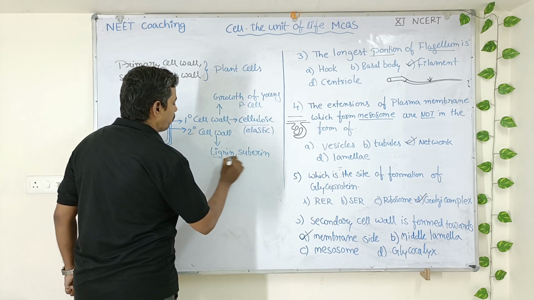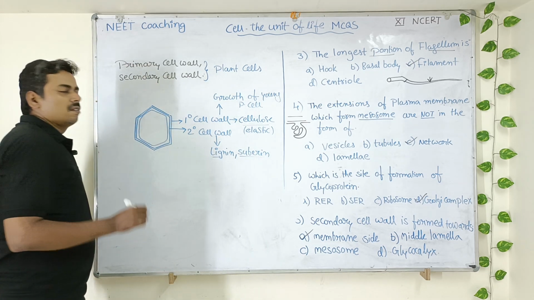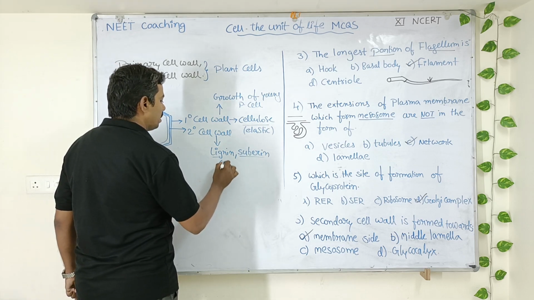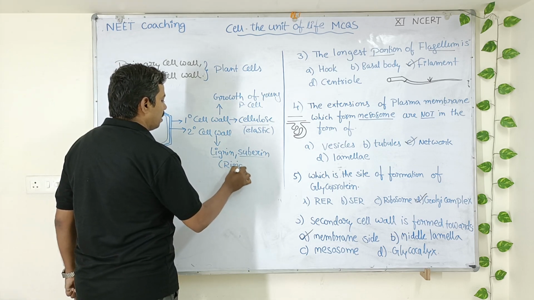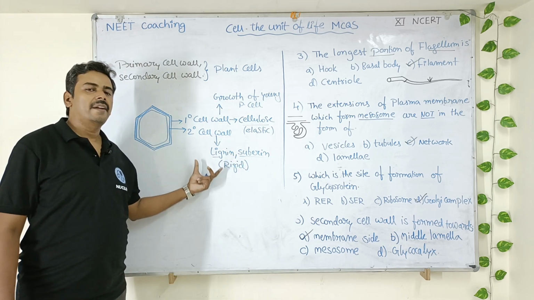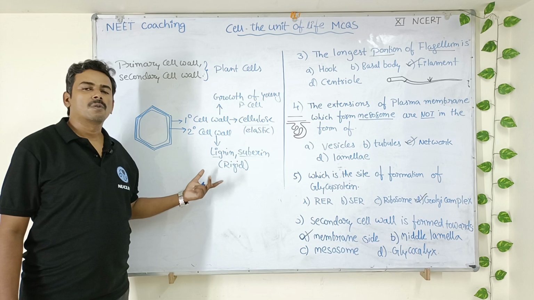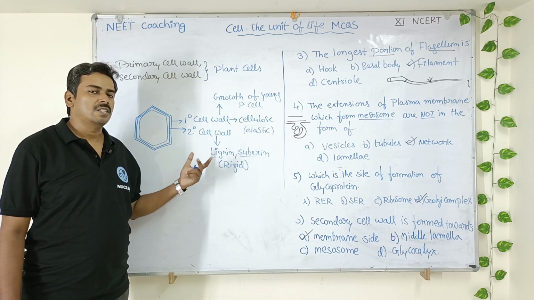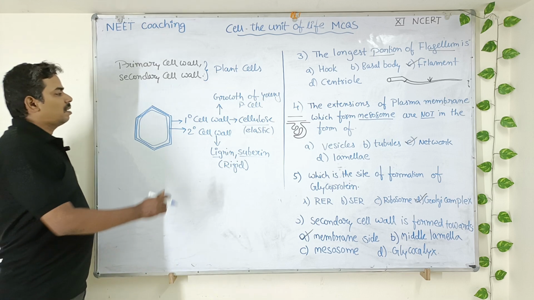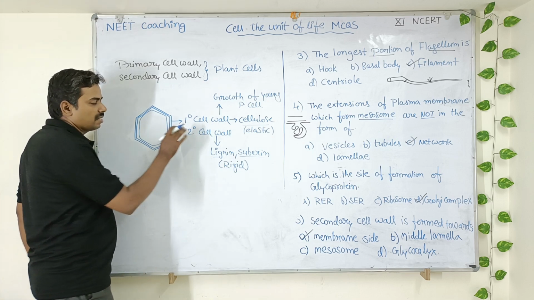This type of material will form the secondary cell wall, and the secondary cell wall will always be rigid. It will be rigid material. So once the secondary cell wall is laid down, there will be no scope for growth. The shape of the cell will become permanent. So this is about the primary cell wall and secondary cell wall.